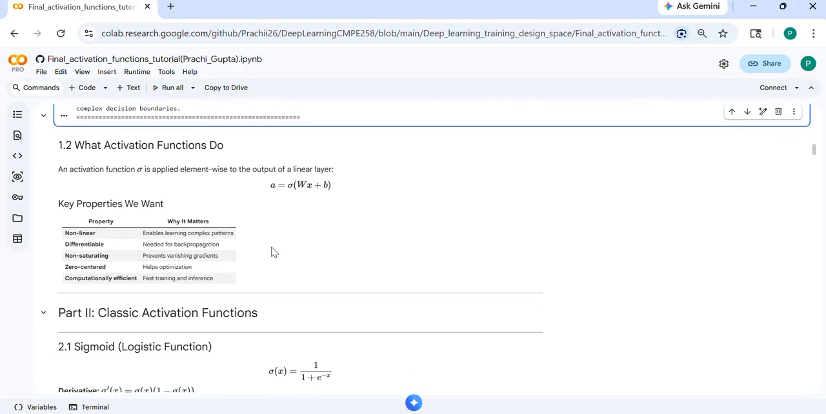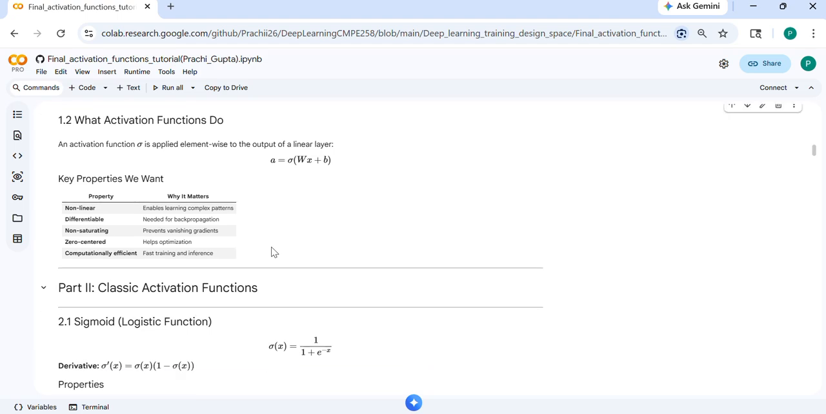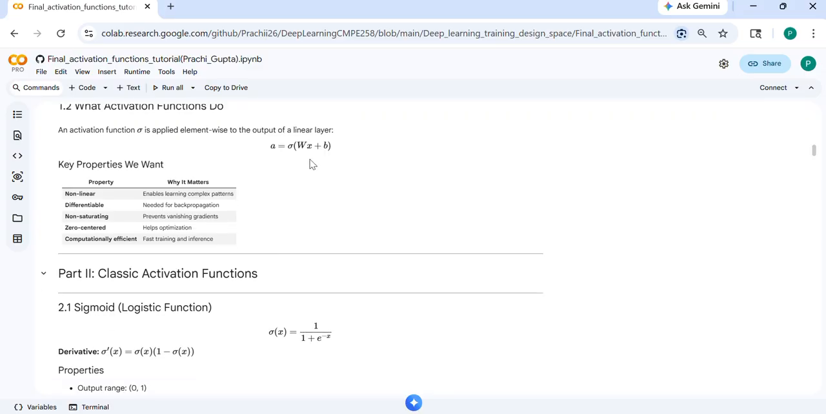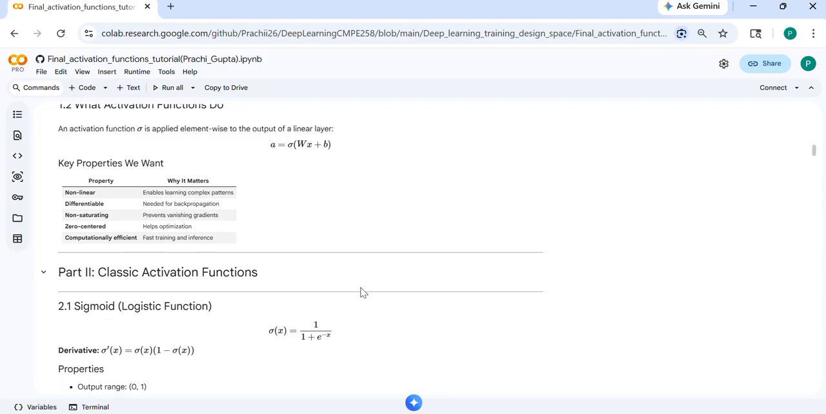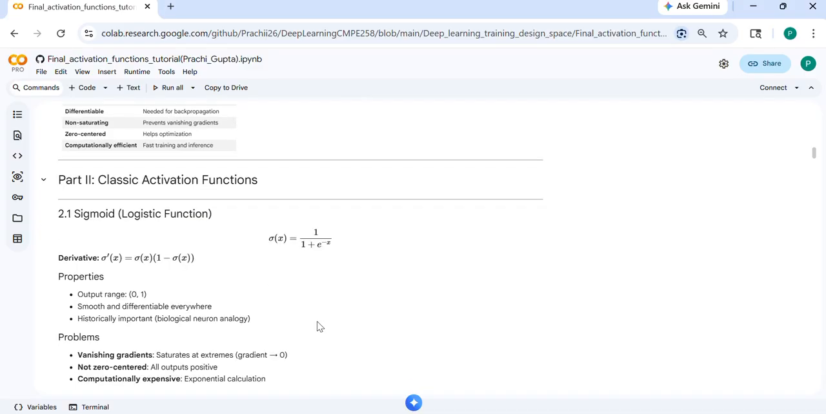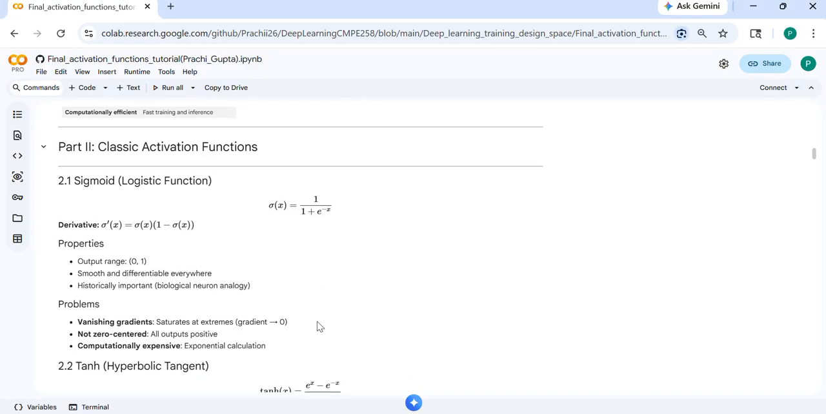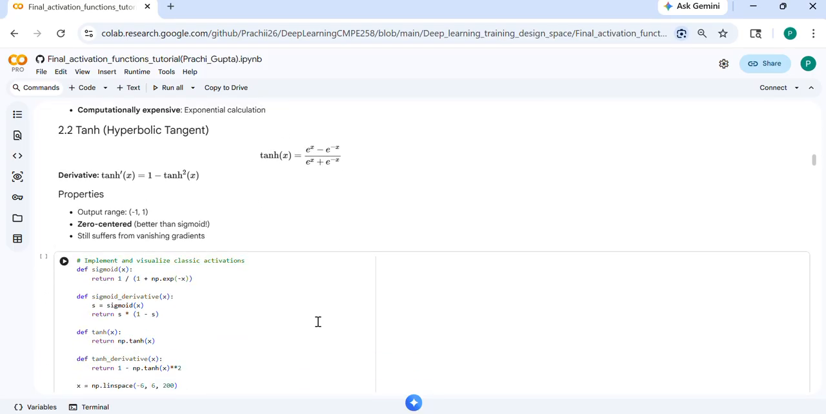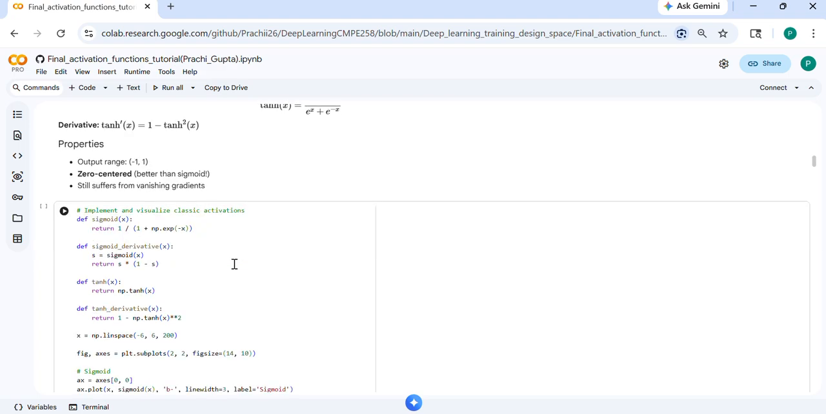Now here I define what activation functions do in a neural network. So after computing the linear transformation, Wx plus b, we apply a function sigma to introduce nonlinearity. It also lists desirable properties such as being nonlinear, differentiable for backpropagation, avoiding saturation to prevent vanishing gradients, and being computationally efficient. So these are the properties.